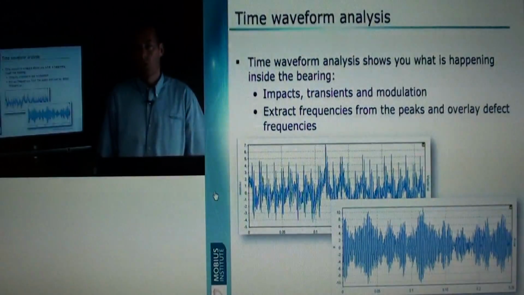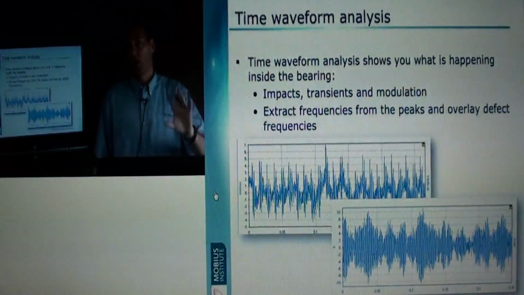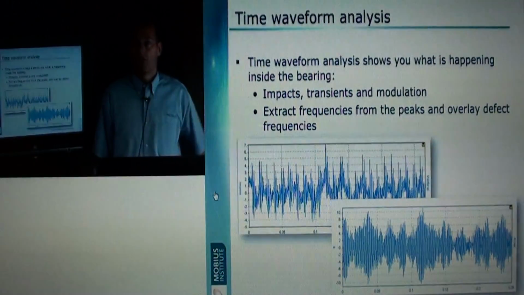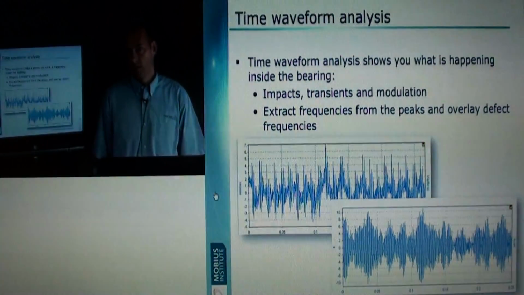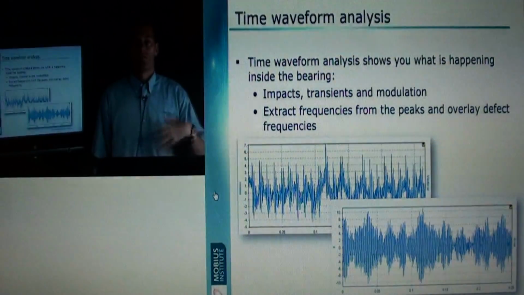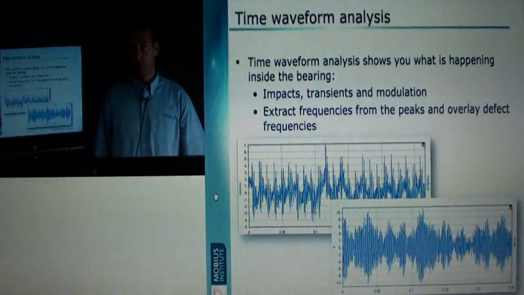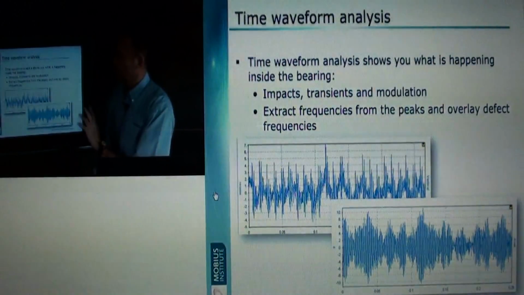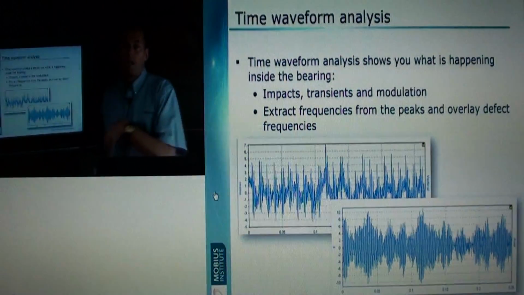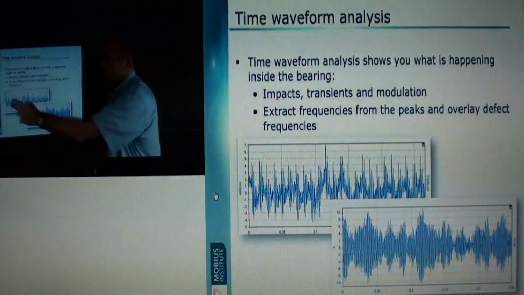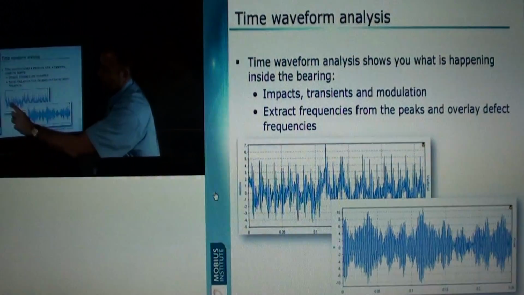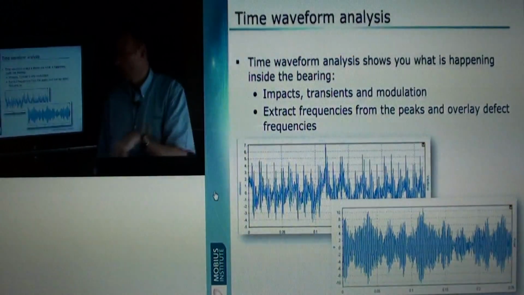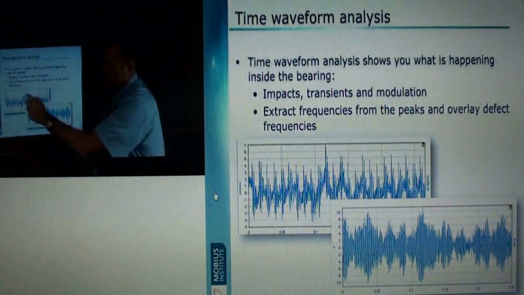Second thing to comment on, separately we're talking about time waveform analysis, but time waveform analysis is very useful when trying to detect bearing faults. It's very useful when looking at low-speed machines, for starters. Time waveform analysis is useful in a whole lot of areas, but particularly in bearing faults, because I can actually see the impacts. As those rolling elements are rolling along, I can see the impacts occurring.